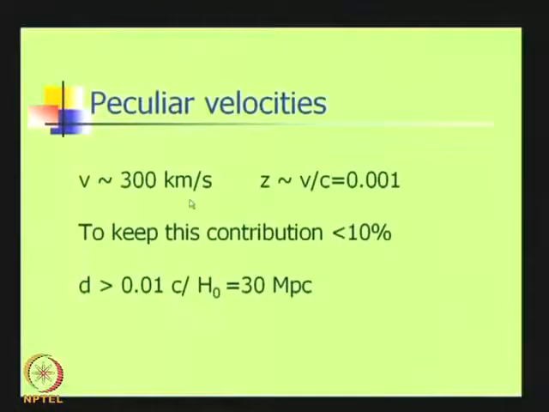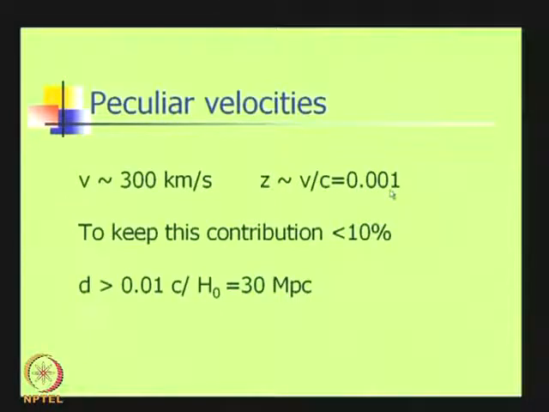Okay. So there are peculiar velocities in the universe, this is an observed fact, and the peculiar velocities typically have speeds of the order of few hundred kilometers per second. So you could take a typical speed to be 300 kilometers per second, and if you convert this to redshift using z is equal to v by c, then you get that this corresponds to a redshift of 0.001. I have chosen 300 so that the division is easy. So peculiar velocities will contribute to the redshift, and the contribution will be of the order of 10 to the power minus 3.